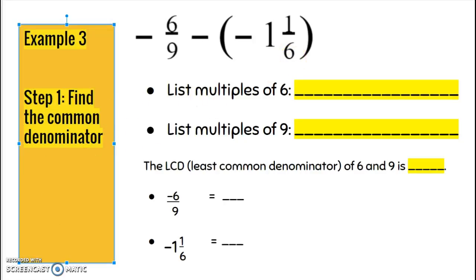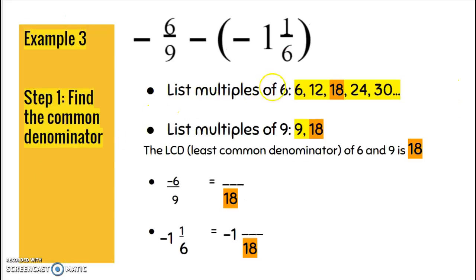You begin by listing the multiples of each of the denominators. So you might go 6 times 1 is 6, 6 times 2 is 12, 6 times 3 is 18, 6 times 4 is 24, 6 times 5 is 30, right? List out 5 or 6 of them, and then begin listing the multiples of 9 until you find one in common with the multiples of 6. So 1 times 9 is 9, 2 times 9 is 18, and hey, I can stop there because 18 is also a multiple of 6. That is the least common denominator of 6 and 9, 18.